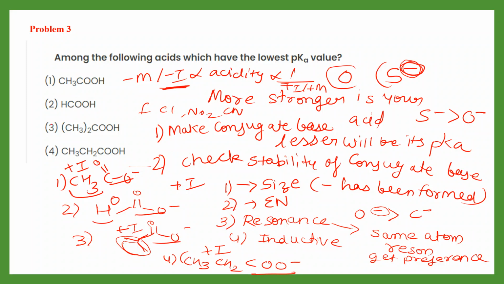So this option will come at, see, the question is asking lowest pKa, which means highest acidic strength. So among all these options, option two is most appropriate.